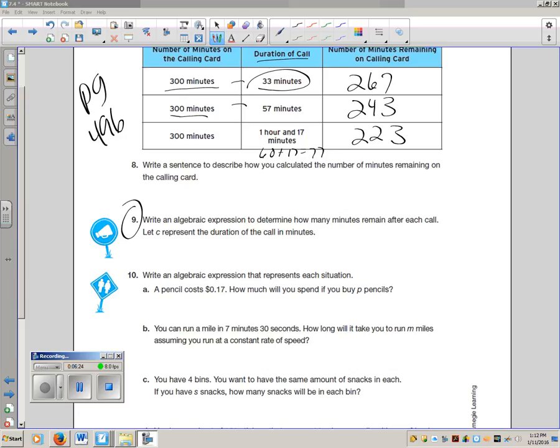We appreciate your effort. Number 9, write the algebraic expression. So 300 was our constant. The operation was subtraction. That's all we did. 300 minus C.